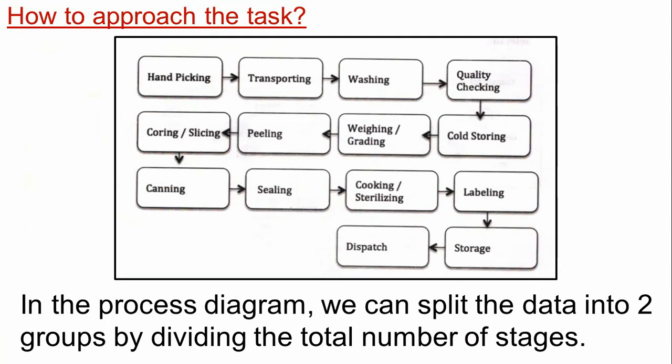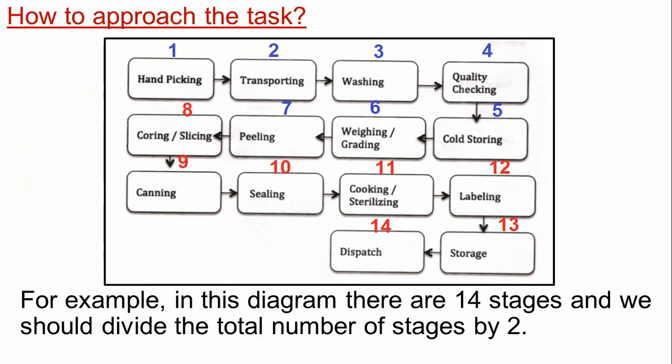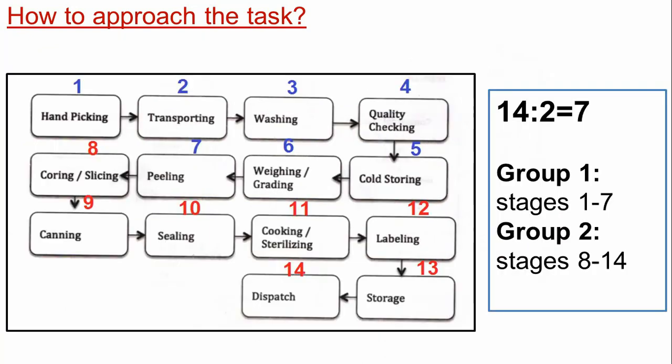In the process diagram, we can split the data into two groups by dividing the total number of stages. For example, in this diagram there are 14 stages and we should divide the total number of stages by 2. 14 divided by 2 equals 7. So, Group 1, stages 1 to 7. Group 2, stages 8 to 14.